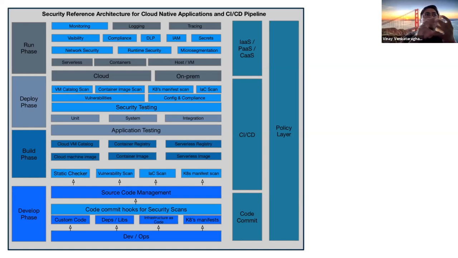So in the light blue is, once your code has been checked, you obviously want to run it through your static checkers. You want to be able to perform the vulnerability scans. You want to be able to do the image scanning, infrastructure as code scanning, as well as your Kubernetes. And then the notion here also encompasses that developers need to move fast.